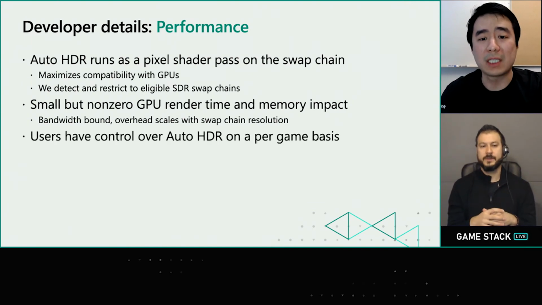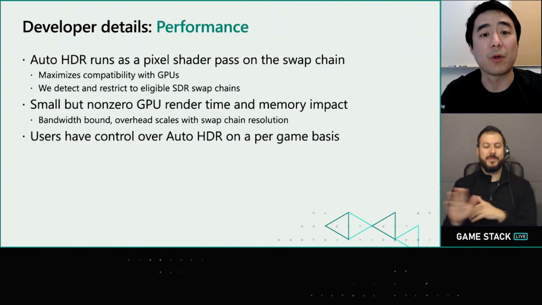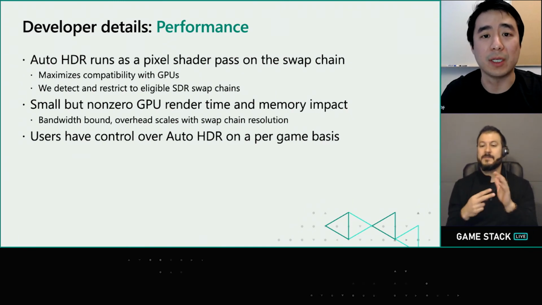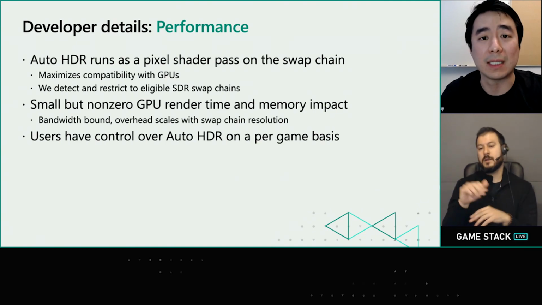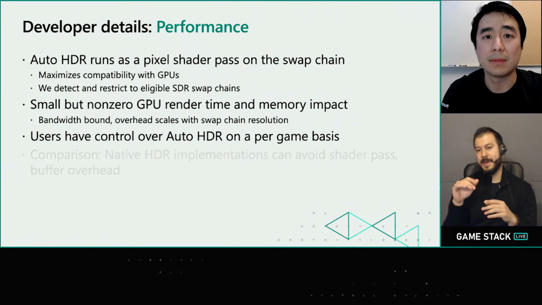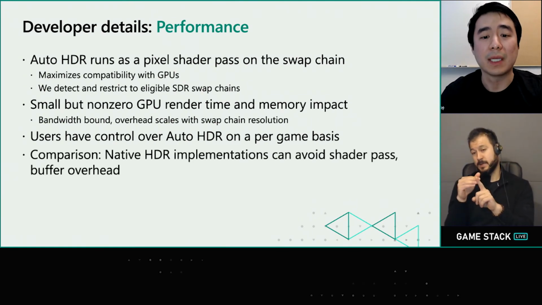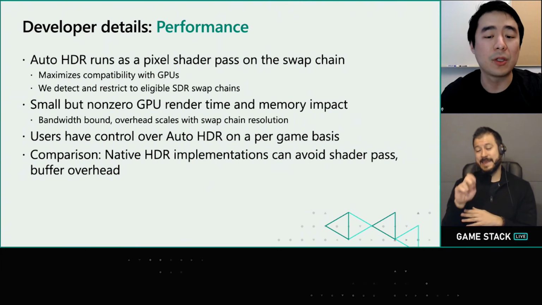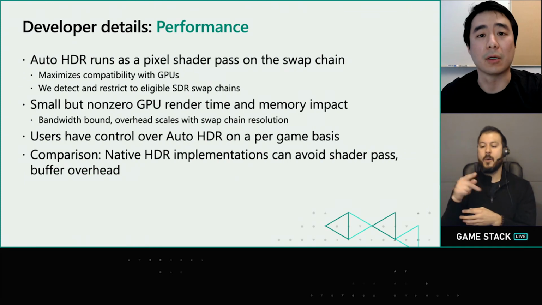On Windows, our philosophy is to always give gamers control over how their system behaves. Therefore, in addition to the operating system's eligibility checks, gamers can turn off Auto HDR on any app by accessing the advanced graphics settings. And just as a reminder, an optimized native HDR game can integrate the HDR display mapping into its final output shader and avoid the overhead that Auto HDR incurs.